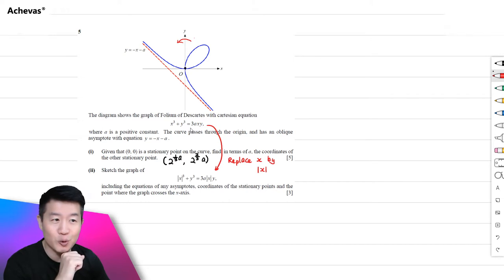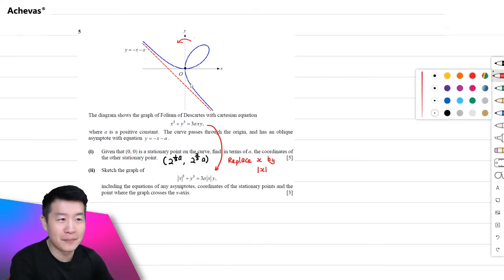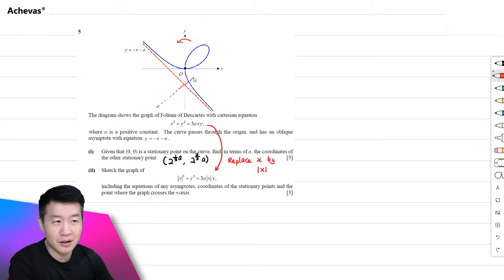But I did try to use some web app to draw this graph before our live session today. I was just curious, since I'm going to be reflecting this line y is equal to minus x minus a. I was trying to check whether it is going to be cutting this. I've checked, and then I realized it is not cutting. I know I cannot possibly draw this onto my GC. That's why I used a web app to sketch out this graph for me, to see whether this reflected oblique asymptote is going to be cutting the graph.